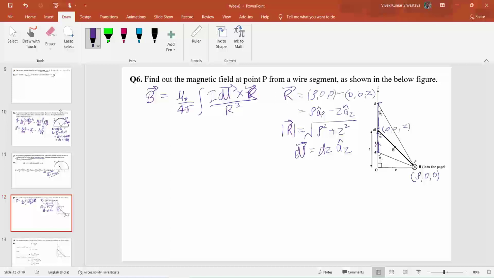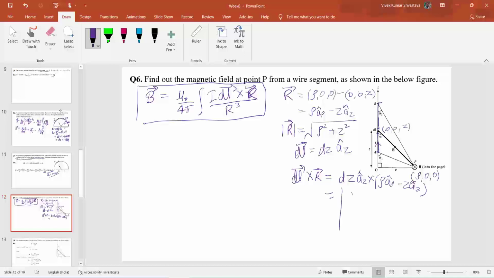This quantity we already know, so we have to just put this in the expression of magnetic flux density. So we first evaluate dl cross vector r, so that it will be easy for us. This will be dz into az cross ρ aρ minus z az. So that we can determine, so this is ρ aφ and az.